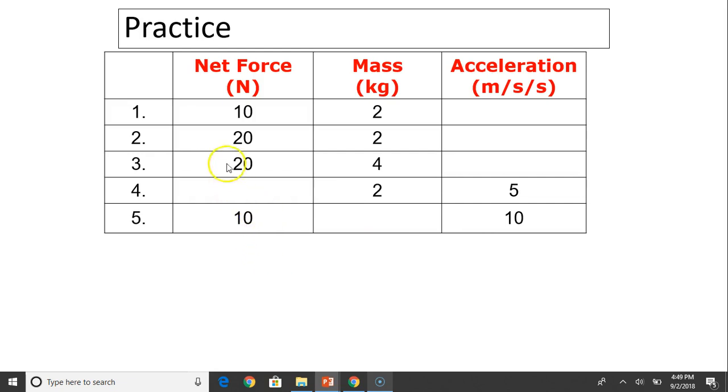Let's do some practice. You are given the net force and mass. Acceleration is net force divided by mass, so that's 5. Net force divided by mass, 10. Net force divided by mass, 5. Net force equals mass times acceleration. So over here you have 10 newtons. Mass equals net force divided by acceleration, which gives you 1.